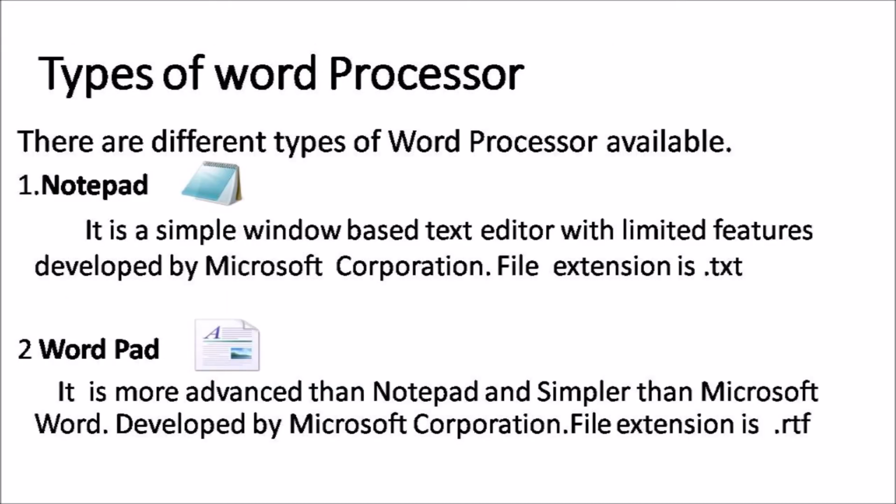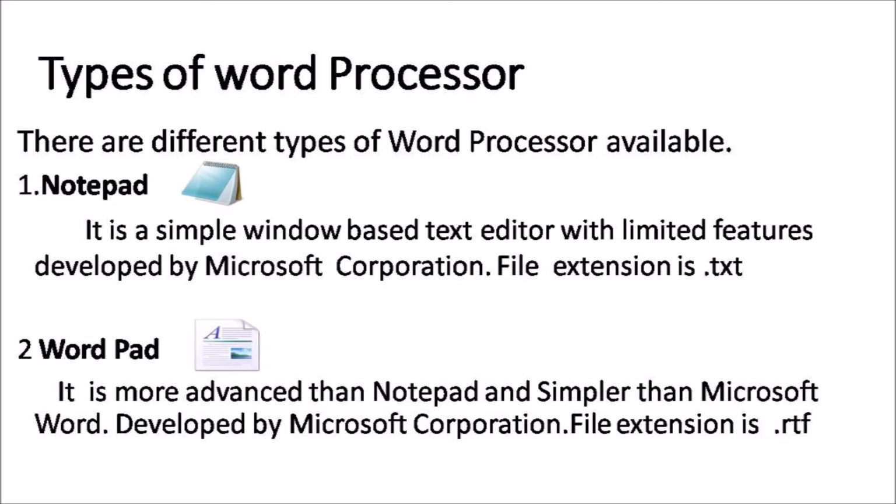Types of word processor. There are different types of word processors available. The first one is Notepad. It is a simple window-based text editor with limited features developed by Microsoft Corporation. When you create a document using Notepad, the file extension will be .txt. The second type is WordPad. It is more advanced than Notepad and simpler than Microsoft Word, developed by Microsoft Corporation. The file extension is RTF.